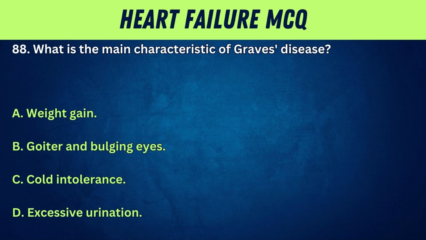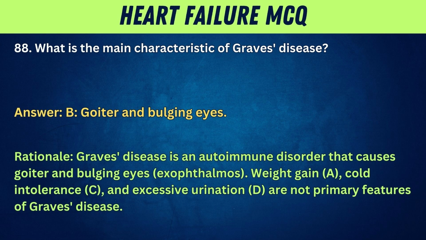What is the main characteristic of Graves' disease? A. Weight gain. B. Goiter and bulging eyes. C. Cold intolerance. D. Excessive urination. Answer: B. Goiter and bulging eyes. Rationale: Graves' disease is an autoimmune disorder that causes goiter and bulging eyes, exophthalmos. Weight gain, A, cold intolerance, C, and excessive urination, D, are not primary features of Graves' disease.